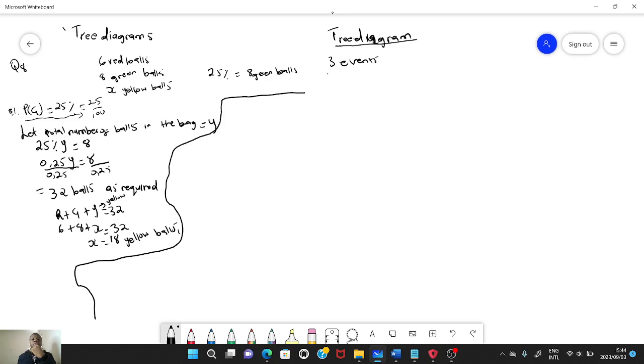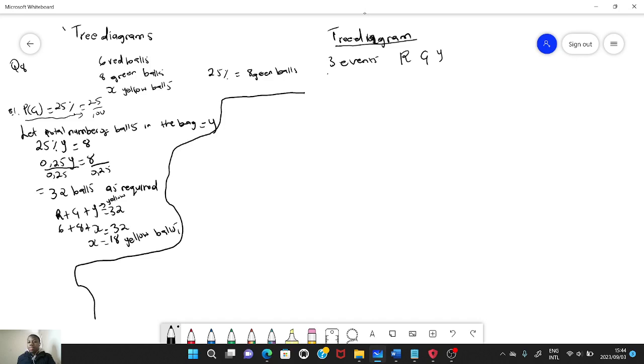And then we are withdrawing how many balls? We are withdrawing 2 balls, not at once, but one after the other. So now, how are we going to draw this tree diagram? We know that we have 3 events, in this case R will represent my red balls, G will represent my green balls, and Y will represent my yellow balls, right?